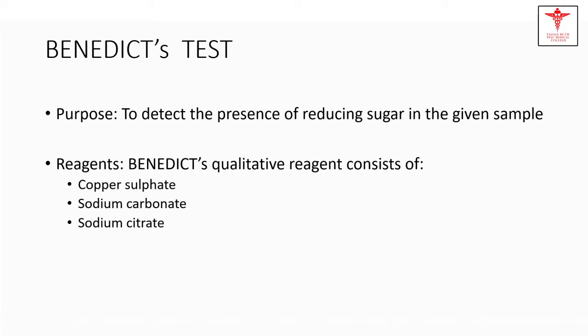Now the third test that we perform after the iodine test is Benedict test, and the purpose of doing this test is to detect the presence or absence of reducing sugars. Now what are these reducing sugars? Reducing sugars are sugars with free aldehyde or ketone group. The reagent that we are going to use in this test is Benedict qualitative reagent, which comprises copper sulfate, sodium carbonate, and sodium citrate.